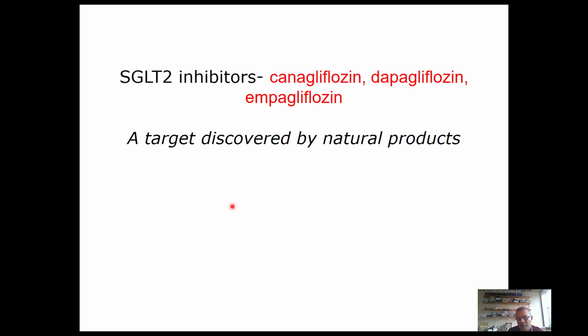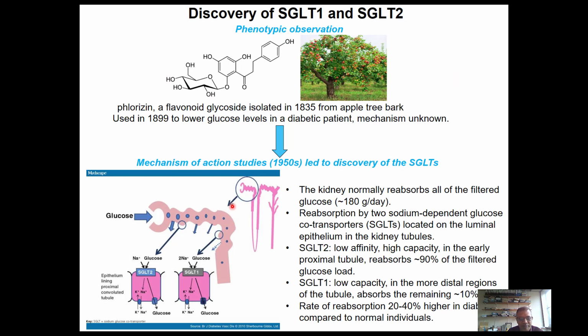The final class of anti-diabetic agents that we'll look at in this part are inhibitors of a cotransporter. These are in fact the most recent and newest class of anti-diabetic drugs and appear to be quite promising agents. And these are a family of drugs that were discovered thanks to inspiration from natural products.